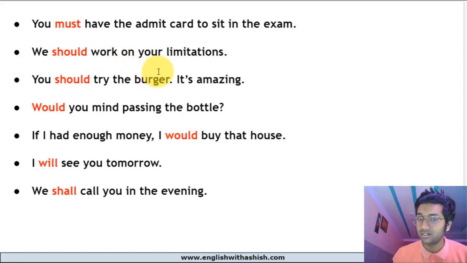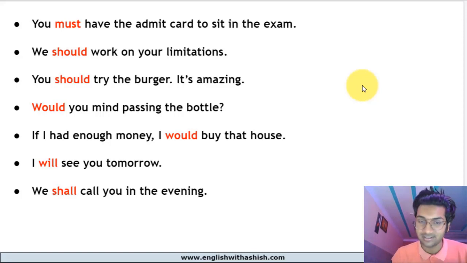You should try the burger, it's amazing, man. You should try the burger, it's amazing, right? So you are recommending something, okay, and that's a recommendation. You should try talking to Rohan, he could help you, that's a suggestion. You should try talking to Rohan, he can help you. Okay, so suggestion.